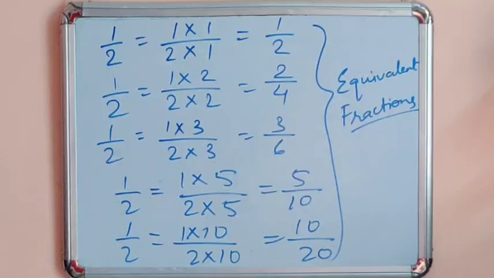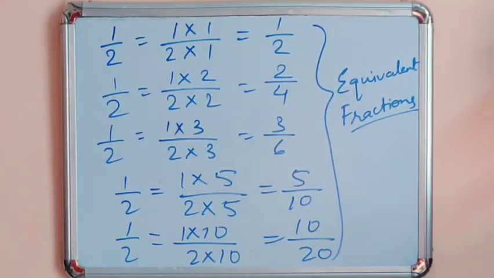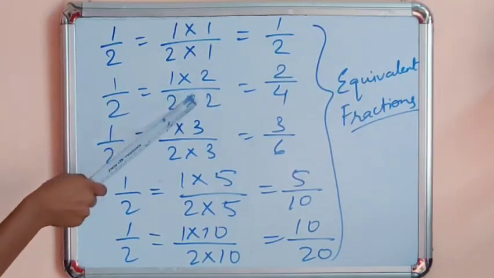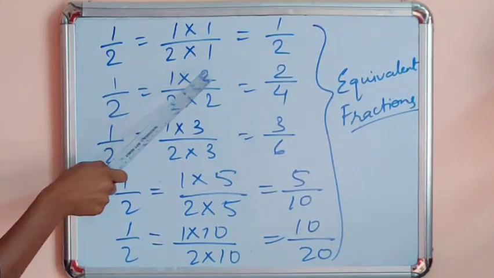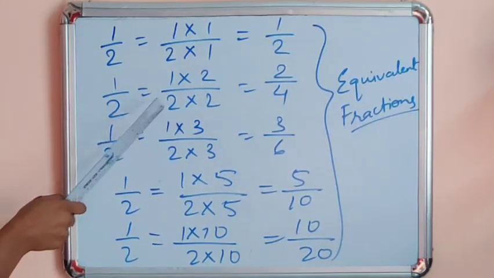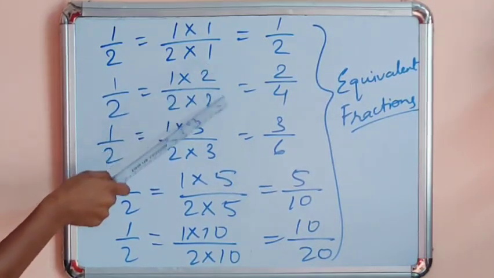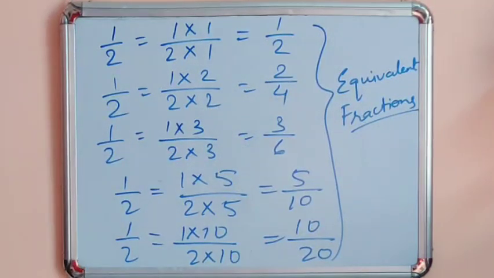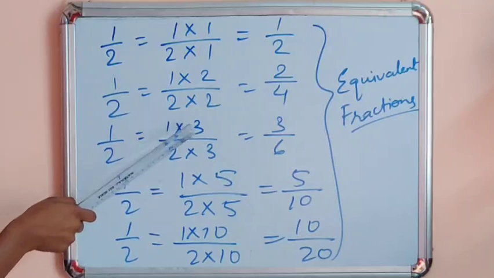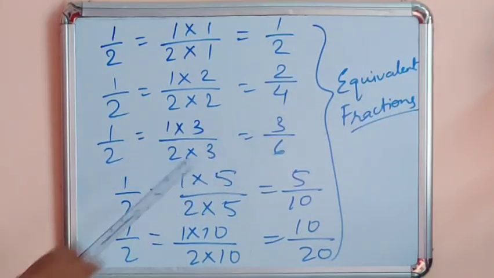Here there is absolutely no need to multiply by 1 because even after multiplying by 1 we will get the same fraction. So we start with 2. Now the numerator is 1, so 1 into 2, and the denominator is 2, so 2 into 2. See, we are multiplying the same number in the numerator as well as the denominator. So we will get 2 by 4. Similarly, if we multiply by 3, 1 into 3 by 2 into 3, we get 3 by 6.